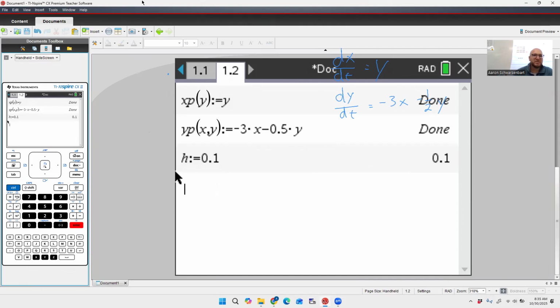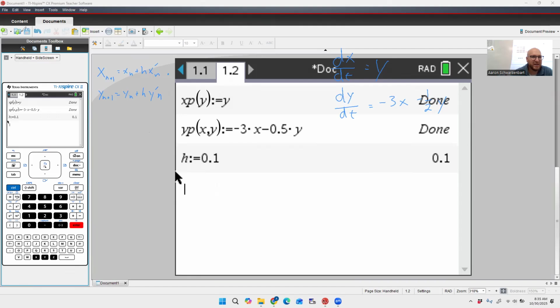It told me the step size. And remember that xn plus 1 equals xn plus h x prime n, and yn plus 1 equals yn plus h y prime n.